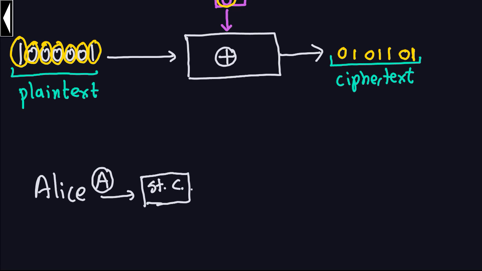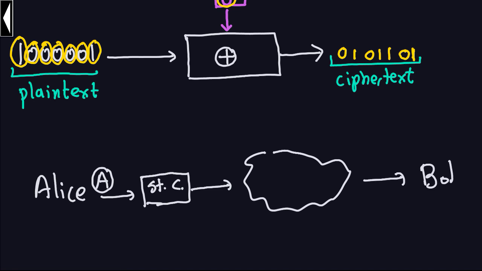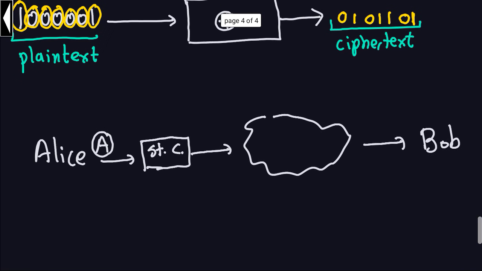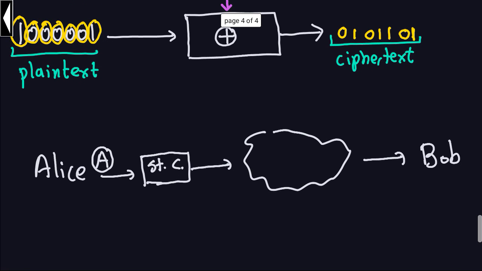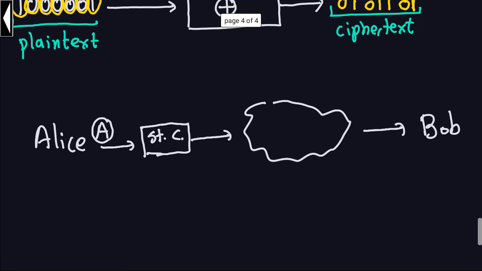The stream cipher spills out this binary that I'm going to show here with the arrow. This is the one that's going to go through the insecure channel, and it goes through to Bob. Now, if you want to look at what number that is, let me write it down over here. So 0, 1, 0, 1, 1, 0, 1.